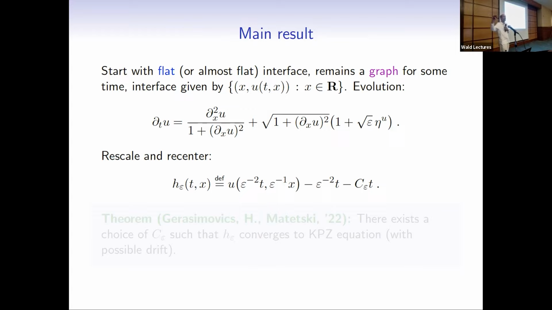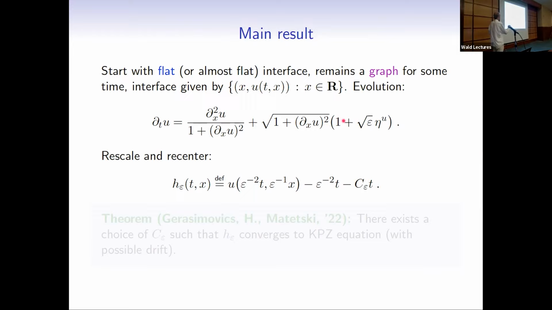And for a small time, it's certainly going to remain a graph. And so you can just write down the evolution for that, the function that gives you the graph. And well, if you do that, you get an equation like this, right? So this first bit here is somehow mean curvature flow. And then you have this extra bit.